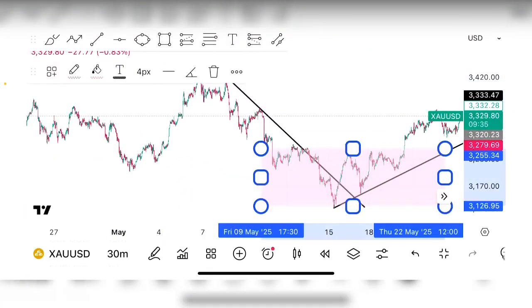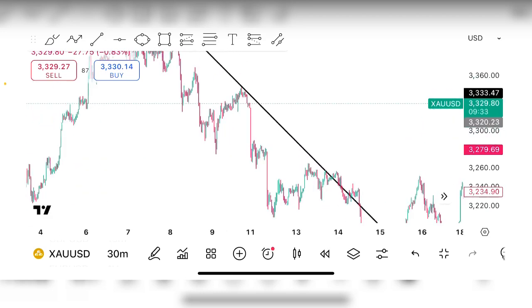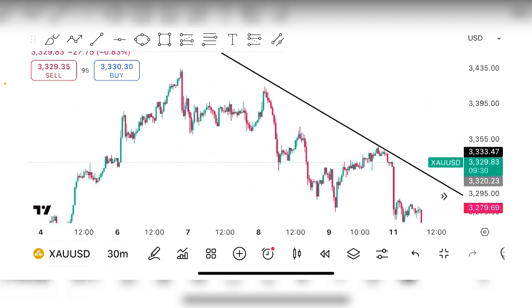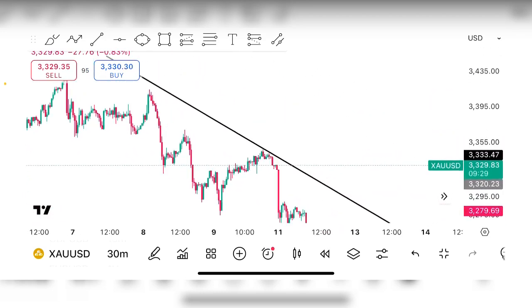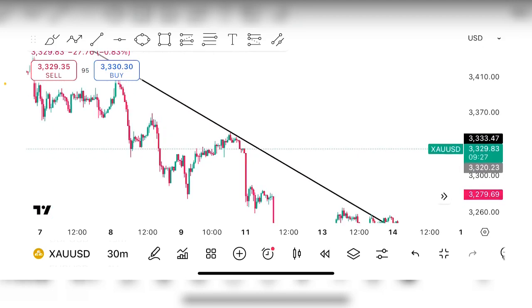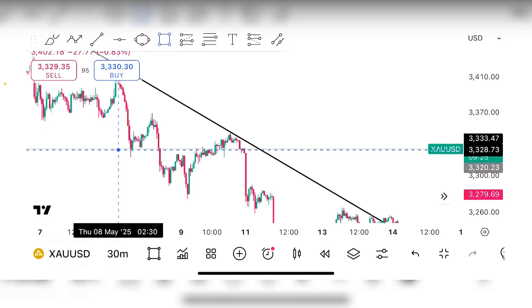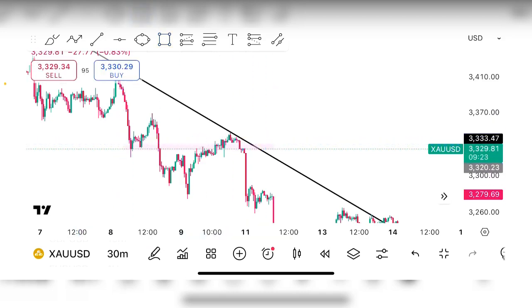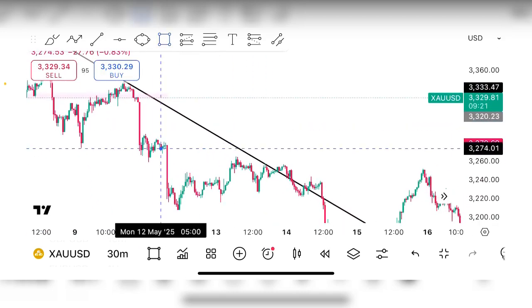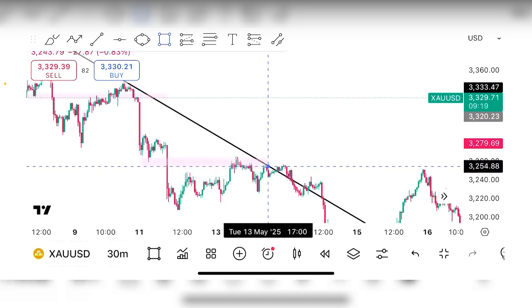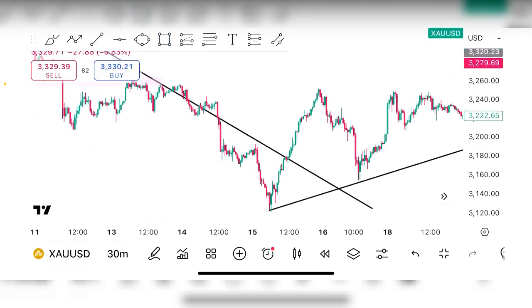Let's use this particular area like this now. If you see this area now, price has been tapping on this area multiple times. By the time price gets here, we'll catch one here. Price gets here again for the second time. Another one here. Third time.